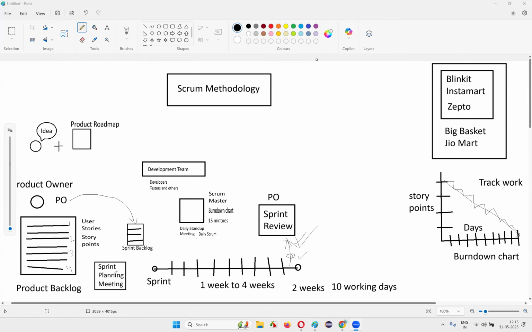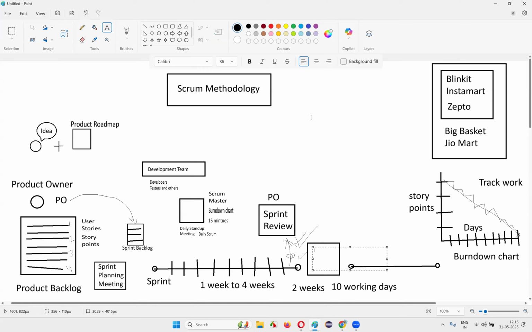The story has not ended here. At the end of the sprint, before the next sprint starts, which will also be 2 weeks in duration, there will be one meeting conducted, known as the sprint retrospective meeting. Another meeting will be conducted, known as the sprint retrospective meeting.